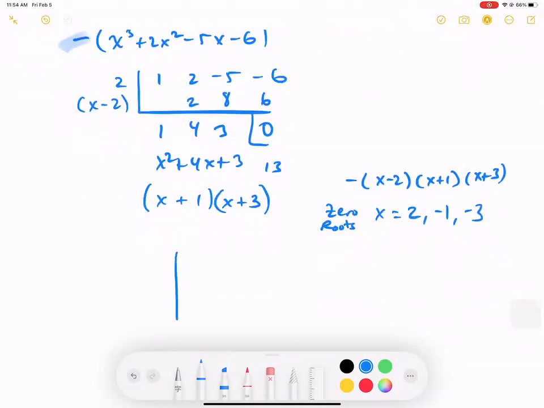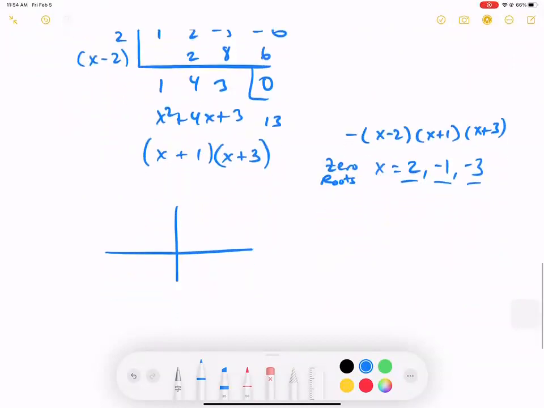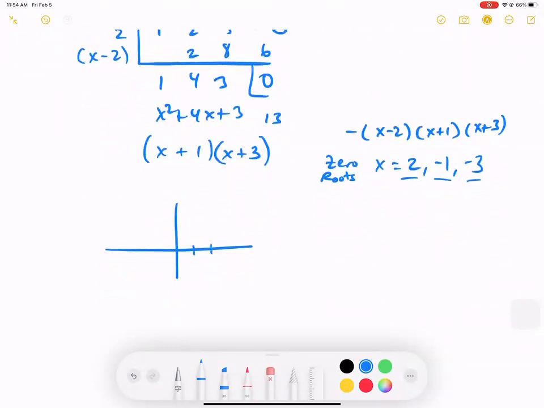Here we go. Draw a simple graph. We graph the roots. These are zeros. So at 2, put a dot. At negative 1, put a dot. At negative 3, put a dot. Take a look here. We have our three anchor points for our graph.